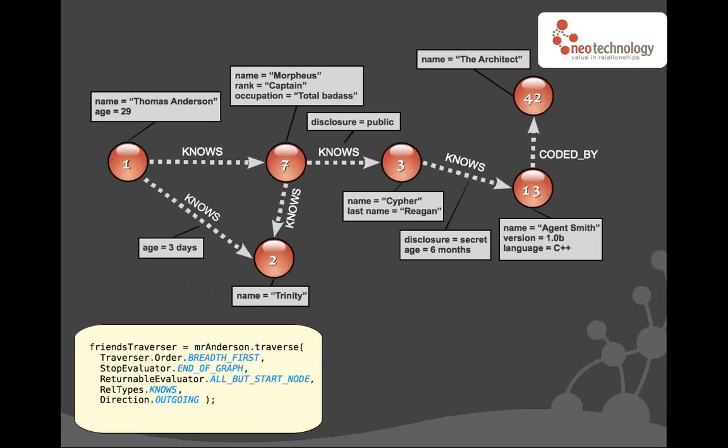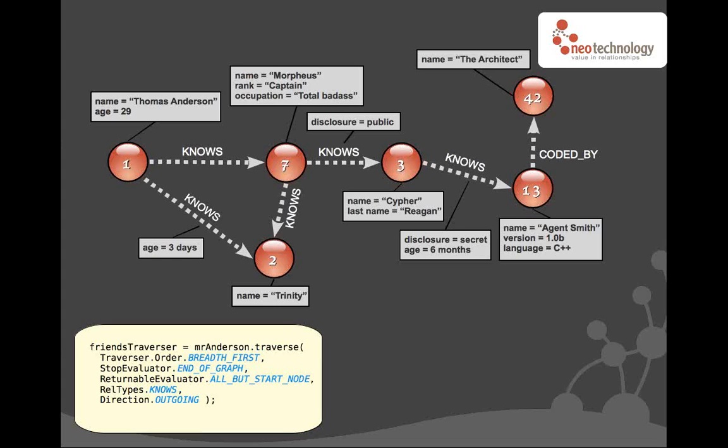So let's dive into one example of this. The first thing that's going to happen here, and I'm going to walk you through the first 2 steps in detail, and then it's going to be very obvious. So we start at node number 1, and the first thing that the traversal framework does is that it's going to invoke the returnable evaluator on this.